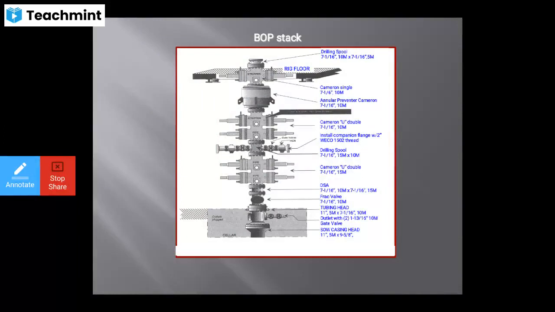Then install companion flange. Then drilling spool again down. Cameron U double in the bottom. Then DSA, fracture valve, tubing heads, then gate valve, SOW casing head also shown in the bottom. Then cellar, other things are not shown here. We are seeing only the BOP stack arrangements. Next slide.